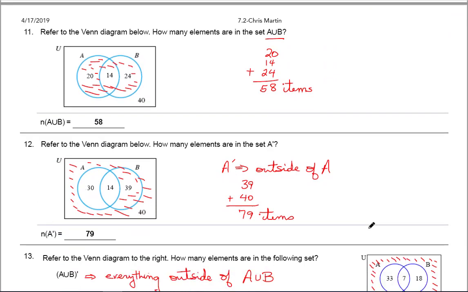All right, let's see. Question 11. How many things are in A union B? So I want to find the number of things in there. So that's everything that's inside of here. Well, there's 20 in this piece, 14 in this piece, 24 in that piece. So add them all up and I get 58. A complement. All right, so let me make A a bit darker here. Here's A. How many things are outside of A? Well, 39 and 40, so 79.